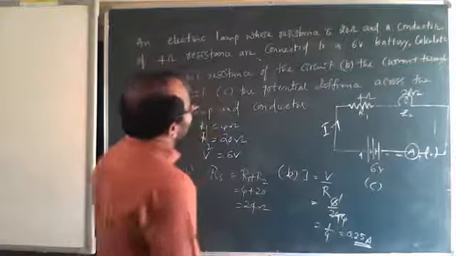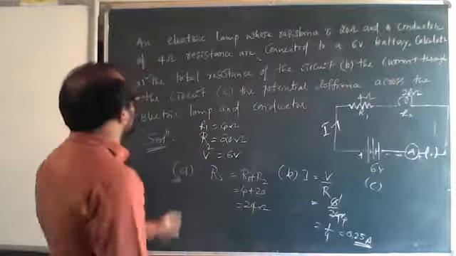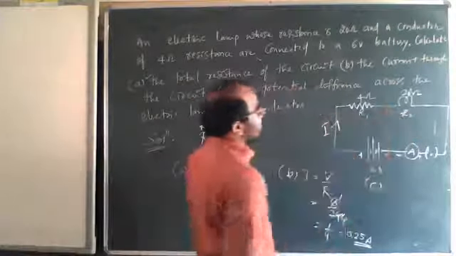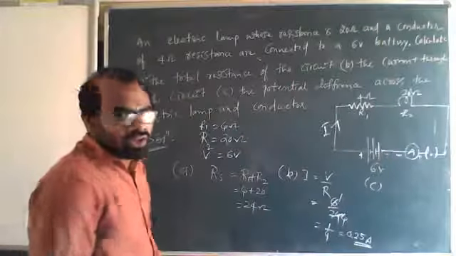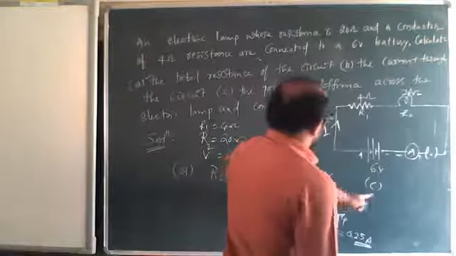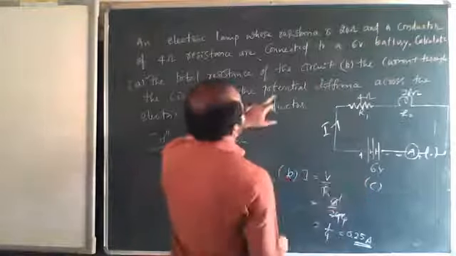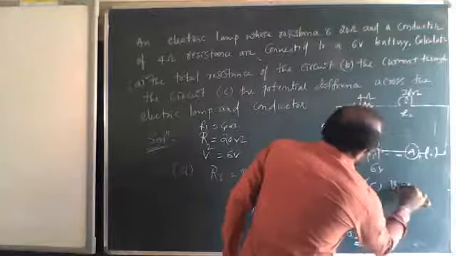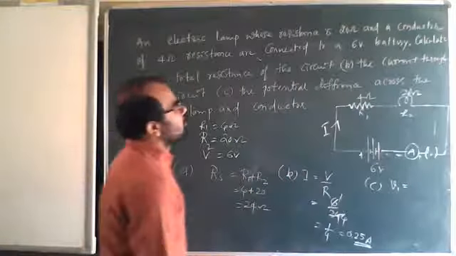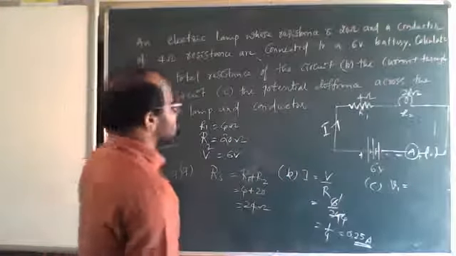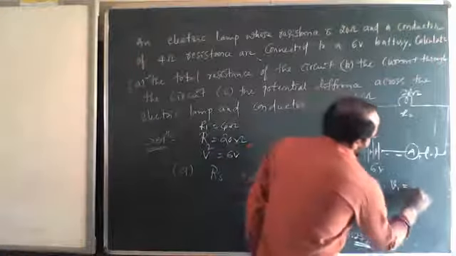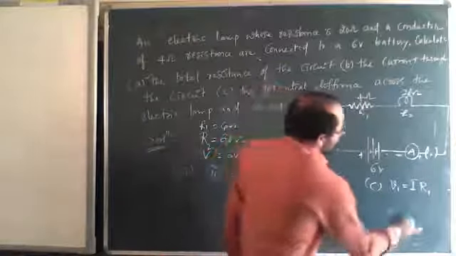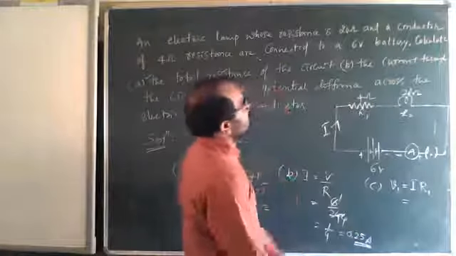So now I have to find out the potential difference, that is, the voltage across both the lamp and the conductor. For the lamp R2, for the conductor R1. R1 is the conductor, or resistor, you can say. So the potential difference across R1 I will take as V1. Potential difference across the 4 ohm resistor, what is my V? It is IR, but R is here R1. So V1 is equal to IR1.